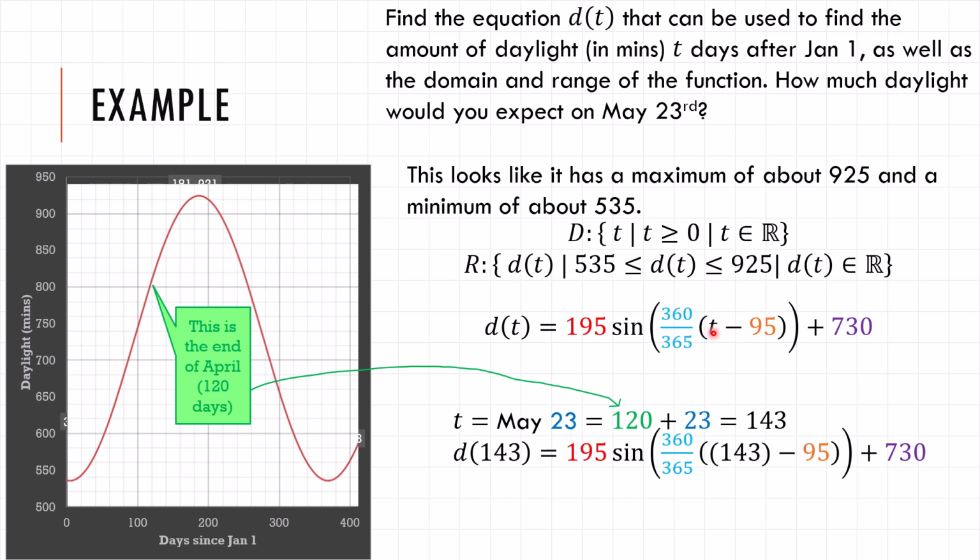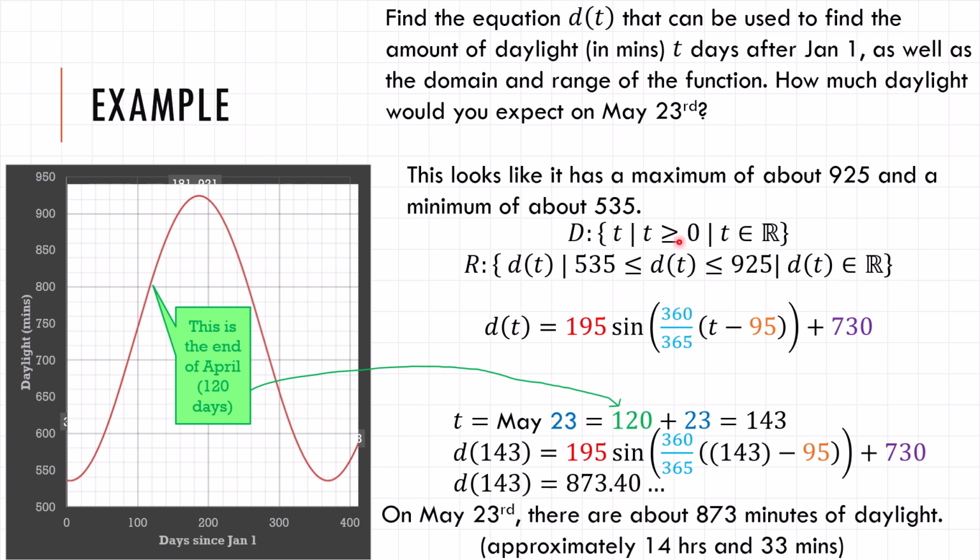And to find out d of 143, I just plug 143 into t, just like you see here, and I can evaluate all of this to find that the amount of daylight at 143 days after January 1st is 873.40 minutes, which I can also convert to find that it's about 14 hours and 33 minutes of daylight.